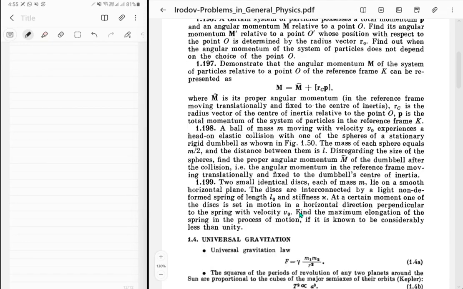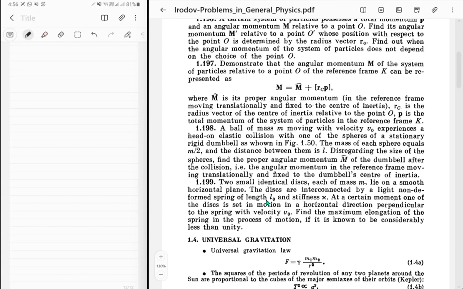Two small identical disks, each of mass m, lie on a smooth horizontal plane. The disks are interconnected by a light, non-deformed spring of length L naught and stiffness k, or mu, whatever. At a certain moment, one of the disks is set in motion in a horizontal direction perpendicular to the spring with velocity v naught.